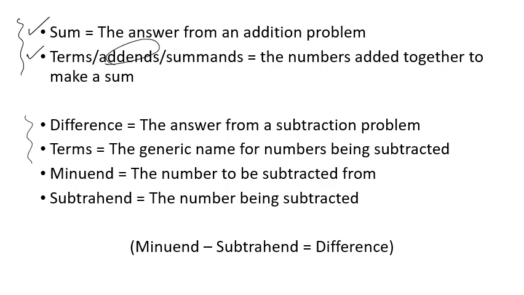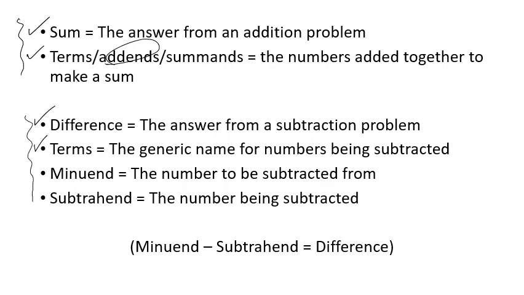For subtraction, we have a couple more, and we'll talk about the reasoning behind this a little bit more when we get to commutativity. The answer that we get to a subtraction problem we call the difference. The things that we're subtracting, generically we could refer to as the terms. But because the order matters, because 5 minus 2 is not the same as 2 minus 5, calling them terms can be a little misleading and a little confusing. If I'm doing a subtraction problem and the terms are 2 and 5, that doesn't really let me know which problem I'm doing.